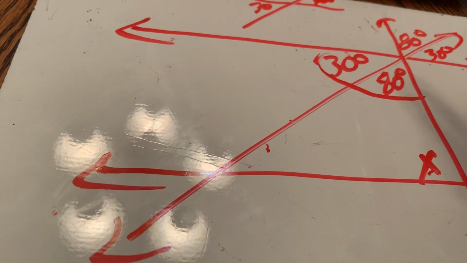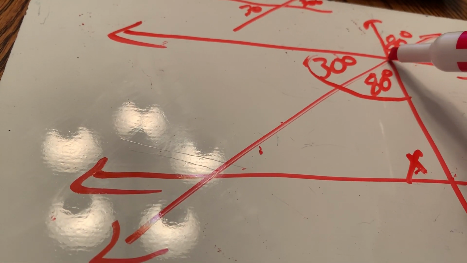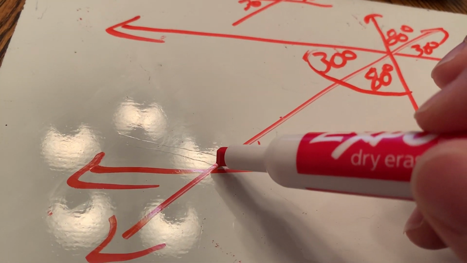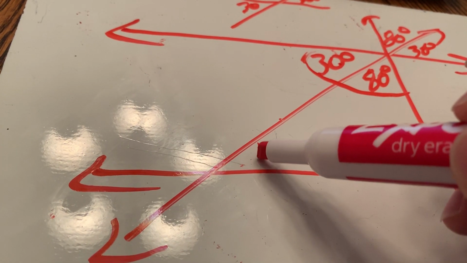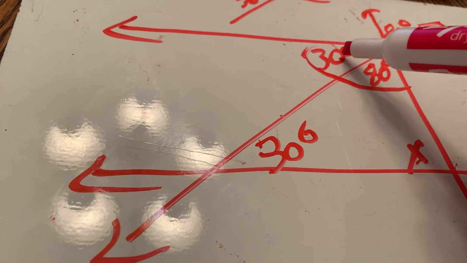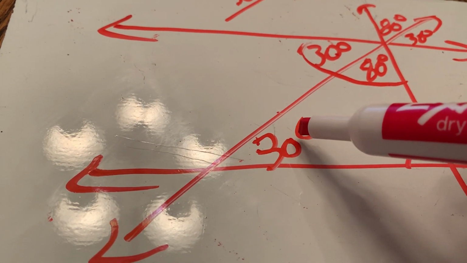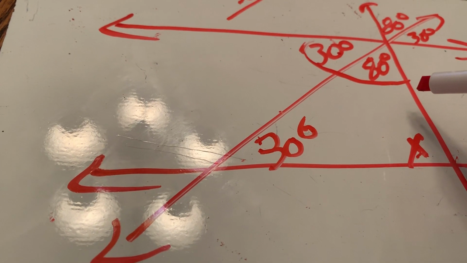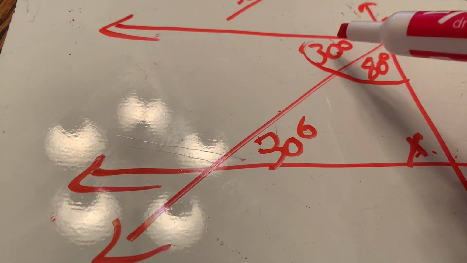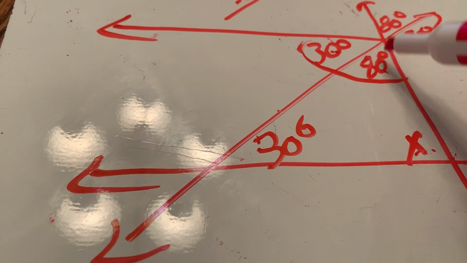Or the other thing you could say is, again, with the parallel lines and the transversal, this one coming down is 30. This one would be alternate interior to that 30, so that's 30. So you've got that being 80 and 30.